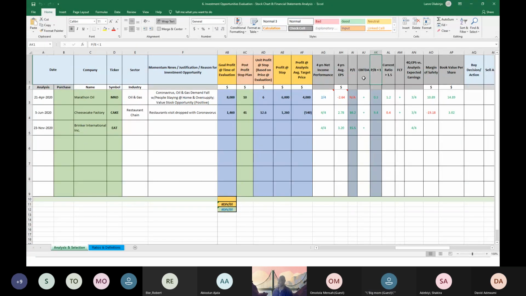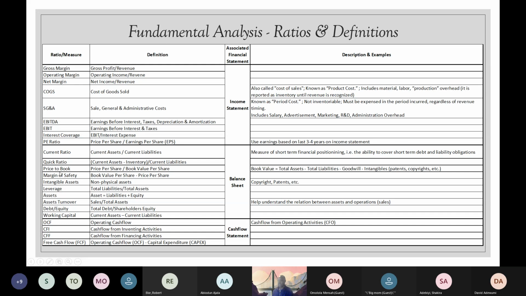Everybody in class, apart from those that are just joining us, can calculate the book value now and use that as an investment decision. And that's also one of the things that's listed here, the PB ratio, price per share to the book value per share. I mentioned this earlier on.